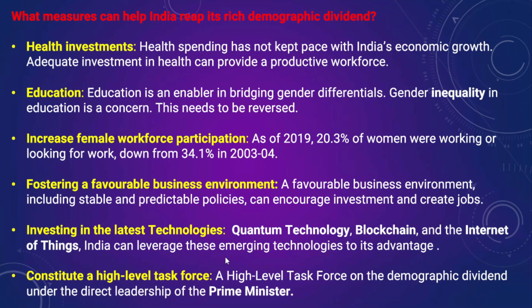Now after that, what measures can we take to reap the potential of India's demographic dividend? Firstly, we need to focus on health investment, which is very important. If you look at India's total health investment, it is around 1.5% of the GDP, even though the national education policy has recommended that India should increase its spending on healthcare to around 3%.